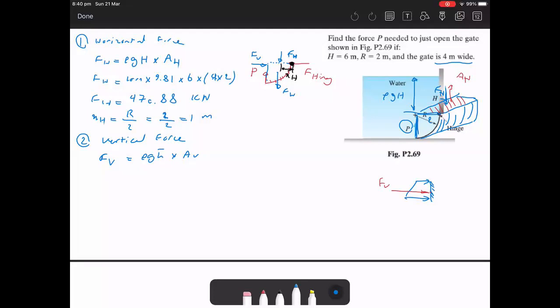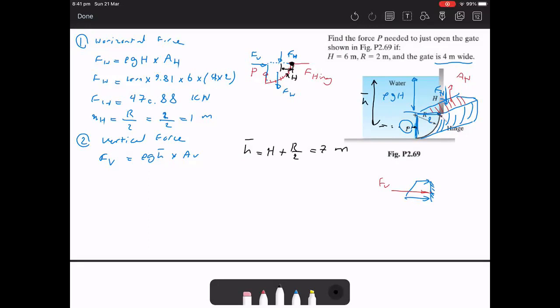To find the vertical force, we learn it's equal to rho g times h bar times area. H bar is the distance from the centroid up to the free surface. So if this is the projected area, it's a rectangle, the centroid is in the middle, and that's the h bar. Then we can set that h bar is equal to capital H plus half of the R, which will be 7 meters here. H is 6 meters, R is about 2 meters divided by 2, 1. The h bar will be 7 meters.